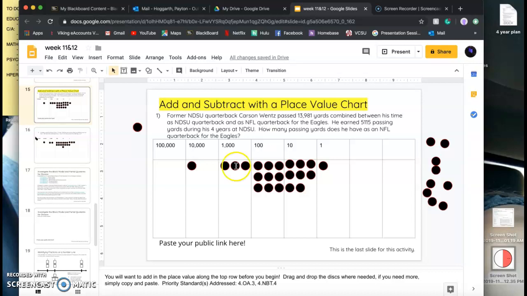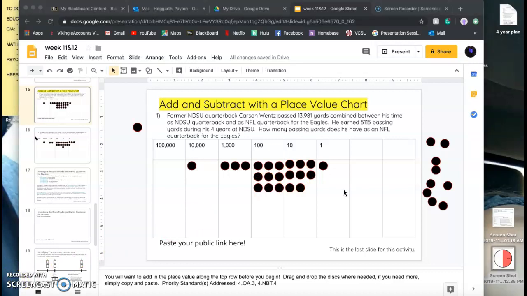So right now I have 13,981 set out. I have 1 in the 10,000s, and then 3 in the 1,000s, and then 9 dots in the 100 spot to represent 900, 8 in the 10 spot to represent 80, and a 1 in the 1 spot to represent 1 one.